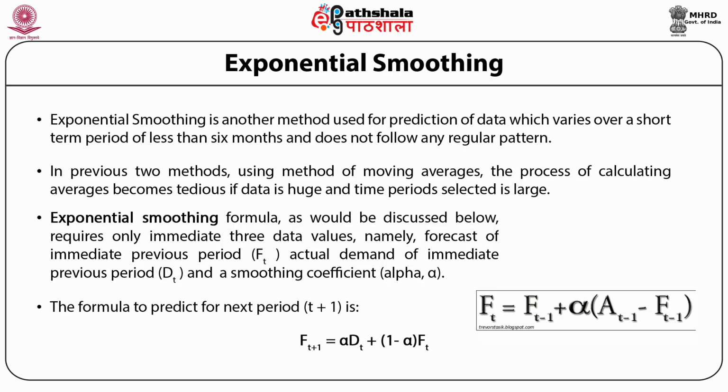Forecast for time period t plus 1 is equal to alpha into demand for the last time period, that is t, plus 1 minus alpha multiplied by forecast for the previous time period, that is t. In the formula, F t plus 1 indicates forecast for the estimated period, that is the coming time period. D t indicates actual demand for the immediate previous period. F t indicates forecasted demand for the immediate previous period and alpha is the smoothing coefficient. The value of alpha always lies between 0 and 1.